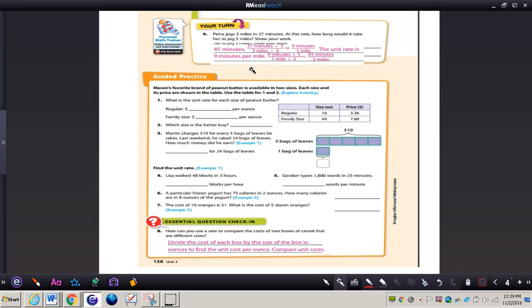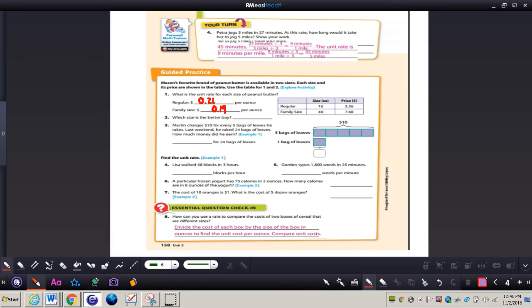All right, what I would like you to do is work on number 1, complete both of those questions for number 1, and when you're finished, you can press play and you'll see the answer. So you can work on this now. So we can see the unit rate for each size of peanut butter. The regular is 21 cents per ounce, and the family size is 19 cents per ounce. And then for number 2, we can see that the family size is the better buy since that is less money. So family size, you can write that in as well.